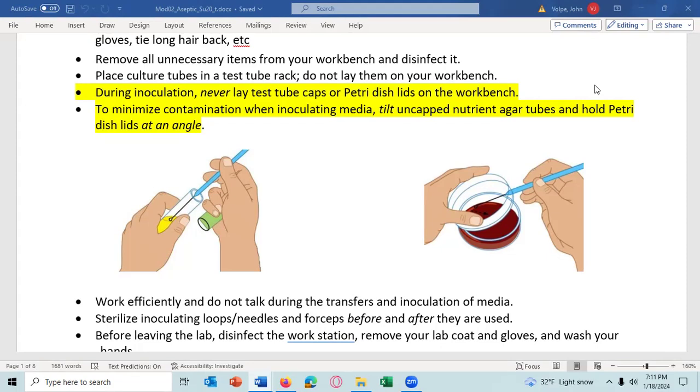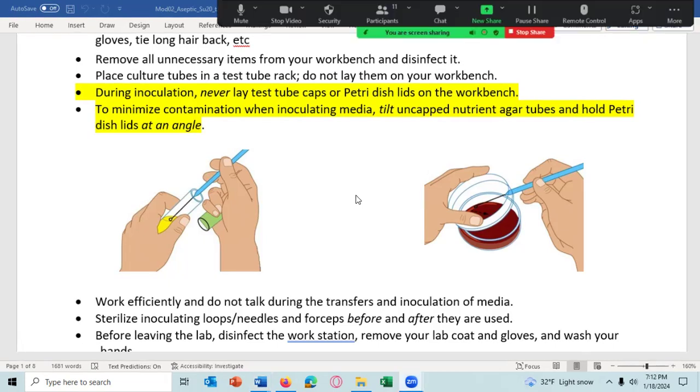You should never put it upside down on the table either, because things can fall out of the air and then go into the lid or the cap. And then when you put it over your container, the bacteria that are on the lid could then fall down into your dish or the tube. So you should always hold the lids and the caps.